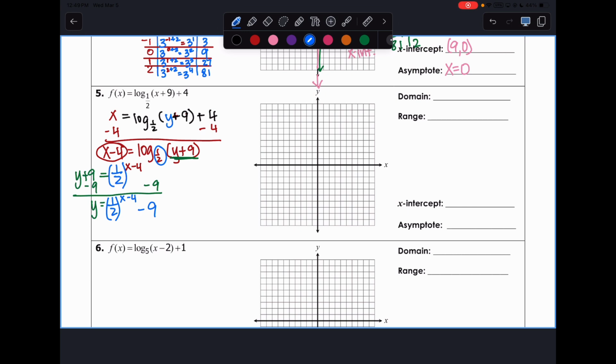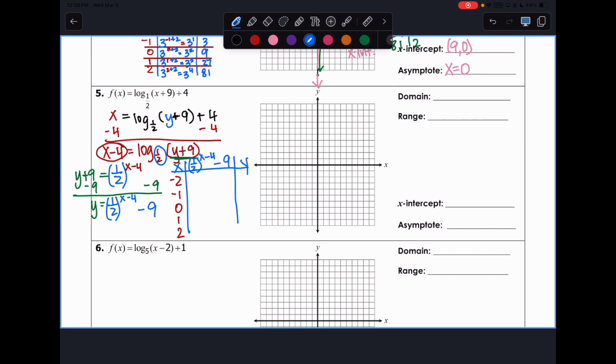Okay. I'll make my table for this function, the exponential function, and then we'll invert it for the log. X, then y, negative 2, negative 1, 0, 1, and 2. My work is going to be half to the x minus 4 power minus 9.